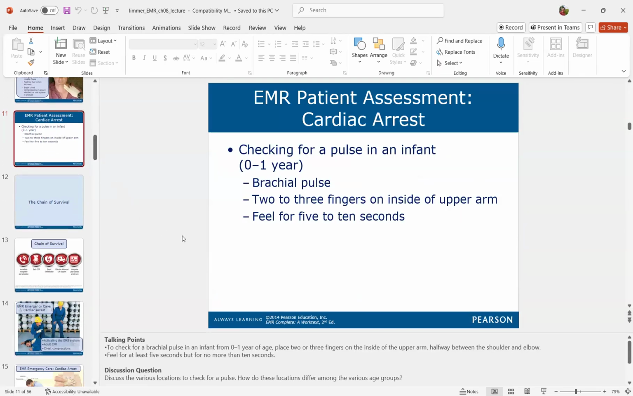For infants, 0 to 1, we're going to use the brachial pulse. That's the one that's on the inside of the upper arm, like by your armpit. Use 2 to 3 fingers on the inside of their upper arm. And again, we're going to feel for 5 to 10 seconds. So infants, we always use brachial arteries. And then adult and child, we're going to use carotid for unresponsive patients.